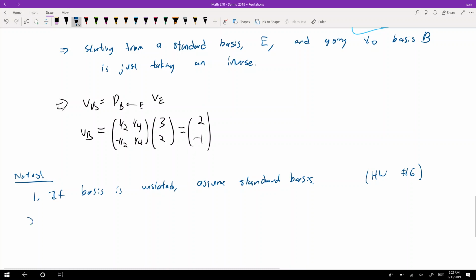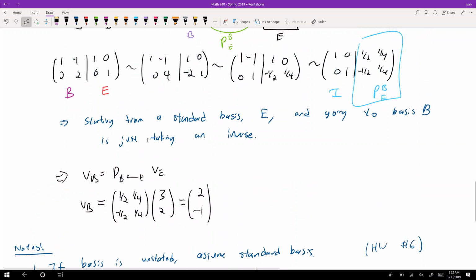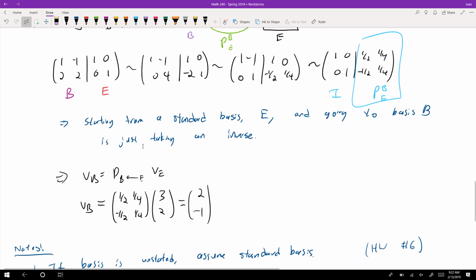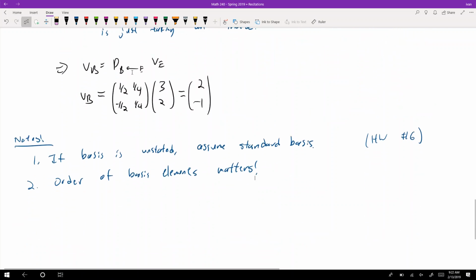Okay. Number 2, order of basis elements matters. As you can tell from this row reduction up here, if I switched 1, 0 and 0, 1, I'm not going to get the same change of basis matrix. So it really matters what order you put the bases in the matrix. Don't randomly switch orders of bases. You're going to get the wrong answer. So keep that in mind.